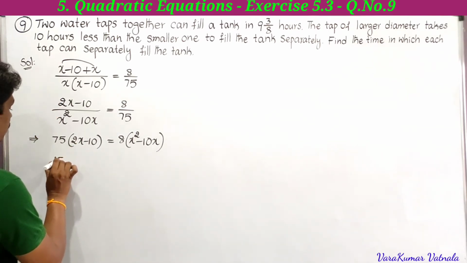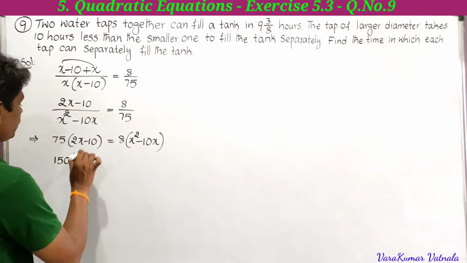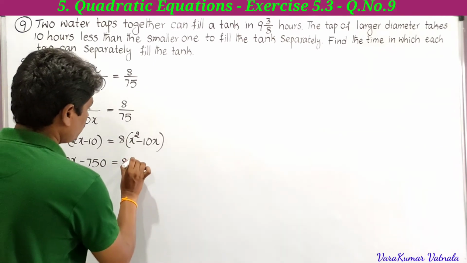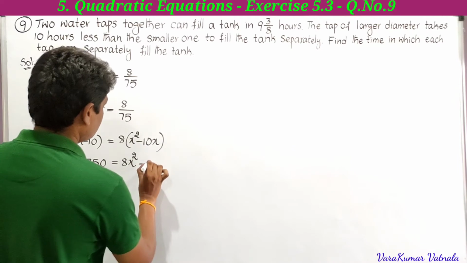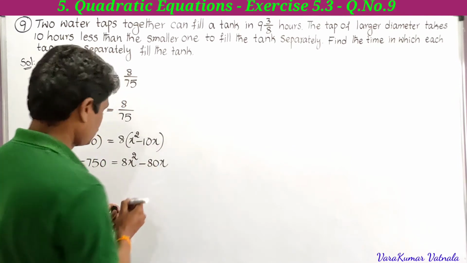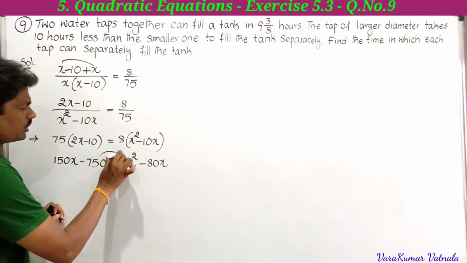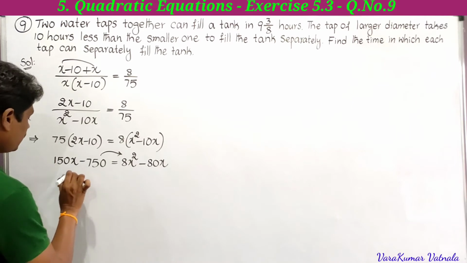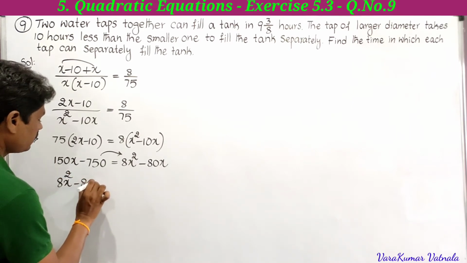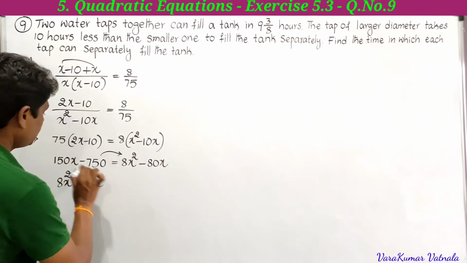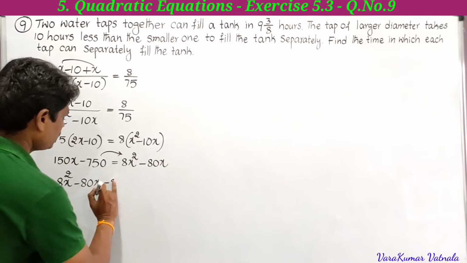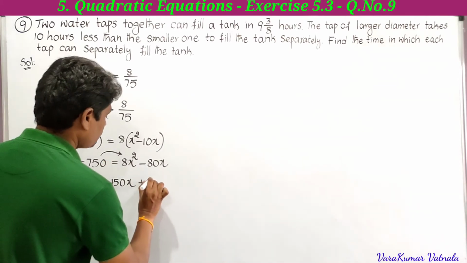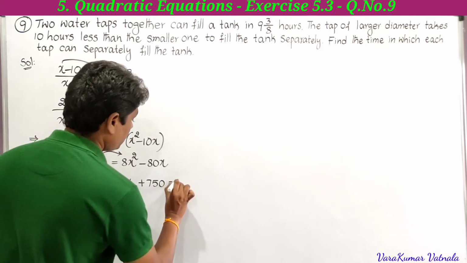So here we get 75 into 2, 150x, 75 into minus 10, minus 750, is equal to 8 into x square, 8x square, 8 into minus 10x, minus 80x. So now take these two terms to the right side. So plus 150x becomes minus 150x, minus 750 becomes plus 750, is equal to 0.